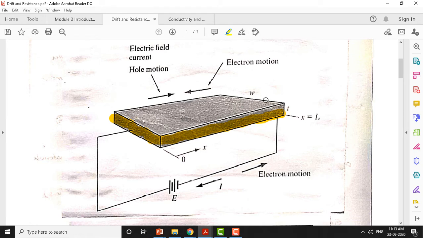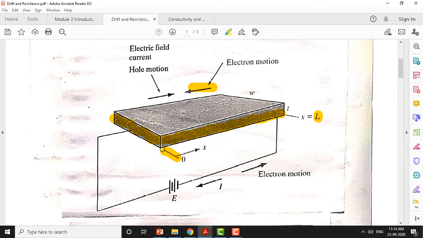This is the semiconductor bar which we have chosen here. The length of the bar is taken as capital L. You can see the length starts from here and ends up here. This is the length, and the width of the bar is W. This is the direction of electron motion we have assumed here. That means electrons get injected, entering at x is equal to L, and electrons leave at x is equal to 0.